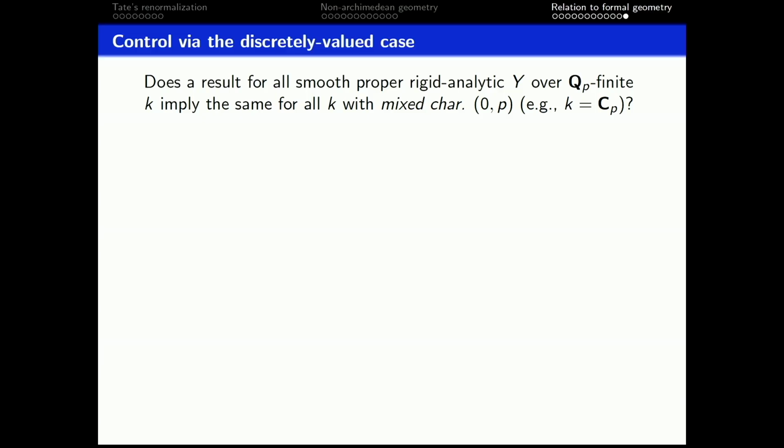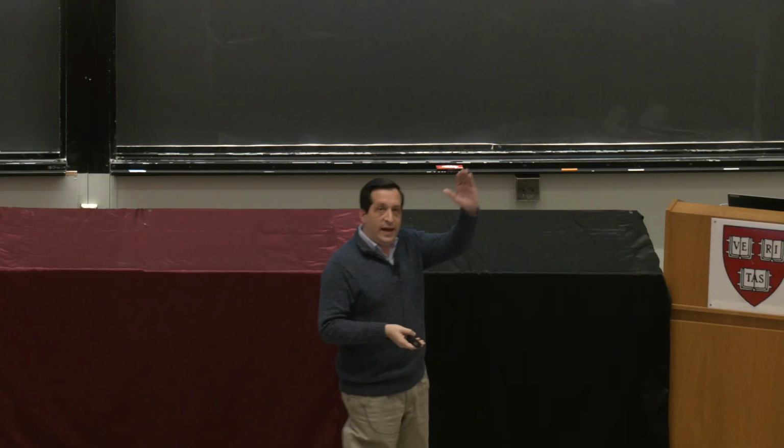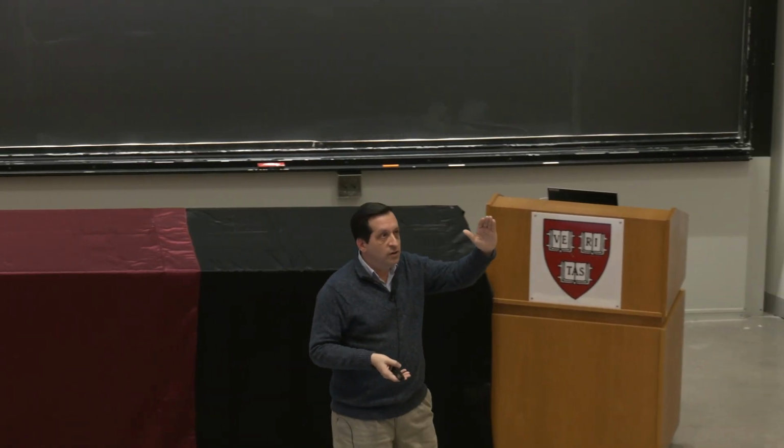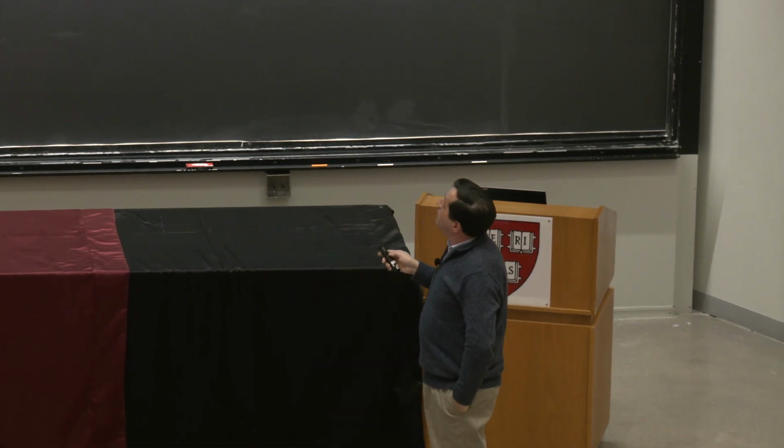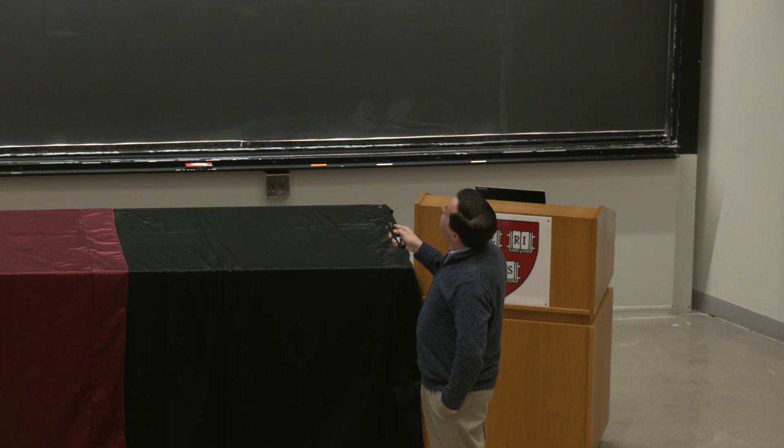Okay, this is the last slide. So I just want to end with one final comment, which is, we've discussed the discretely valued case, the non-discretely valued case, and how it's very useful for some problems to pass up to the completed algebraic closure. So now I want to go in reverse. So I just want to point out the following cute thing.